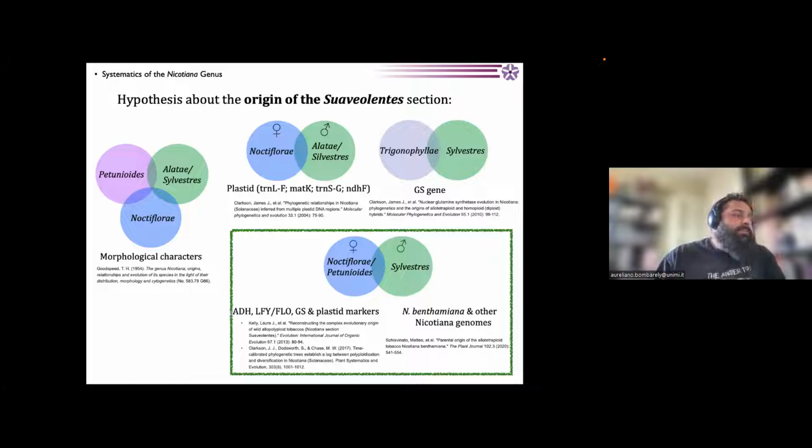Later on, Laura Kelly started to add more nuclear genes to this analysis, pointing out that the maternal donor was Noctiflorae Petunioides, again with the paternal donor being Sylvestris. And one of the last works analyzing the Nicotiana benthamiana genome pointed out more or less the same thing. So that is the hypothesis that we're starting to work with in this work.